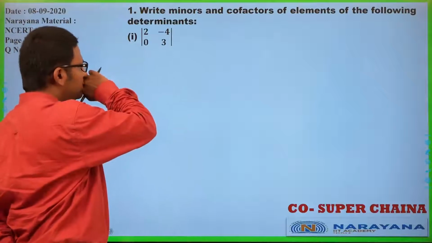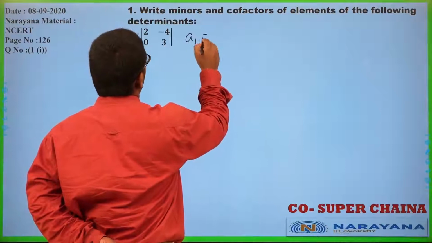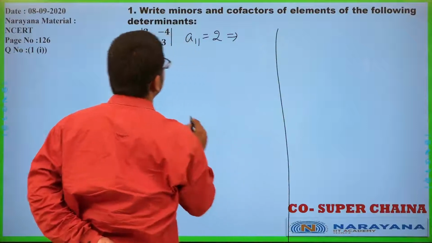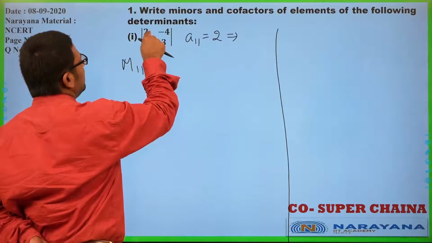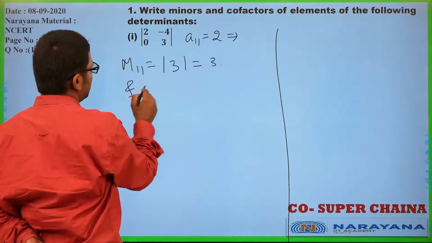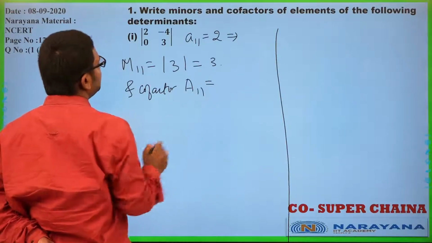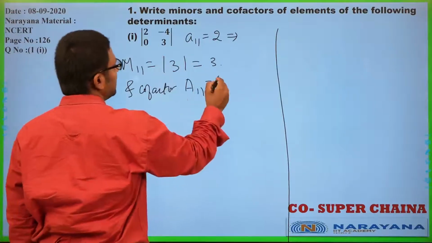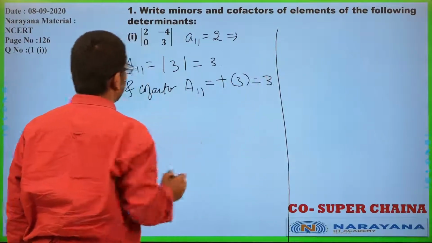Alright, so in this determinant, A11 is 2, which means M11 is the element opposite to this, right? So 3, and cofactor capital A11 is equal to, for this we use plus, right? Plus of 3, which is plus 3 only, right?